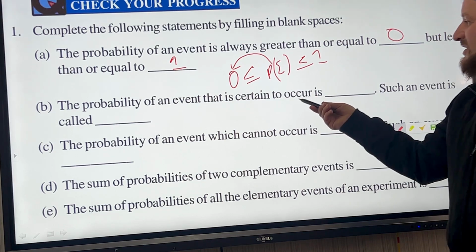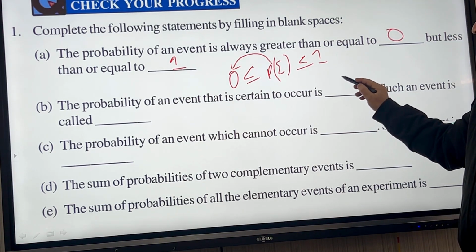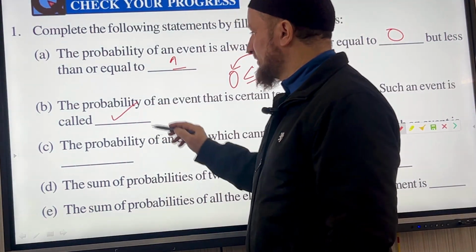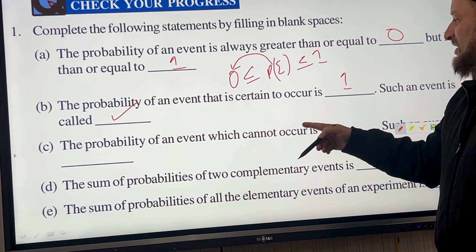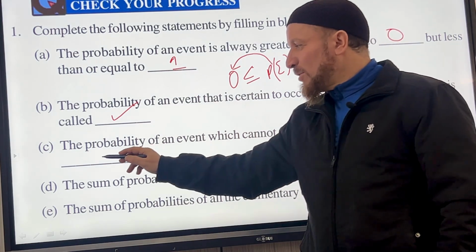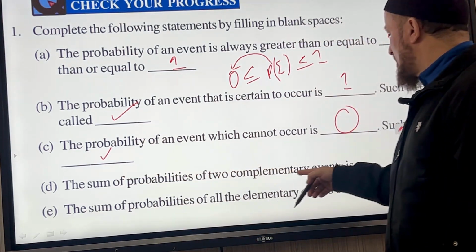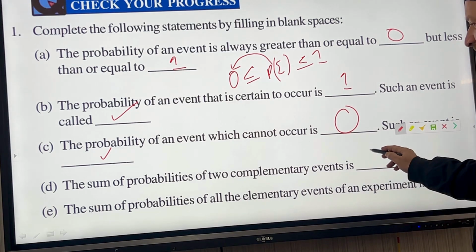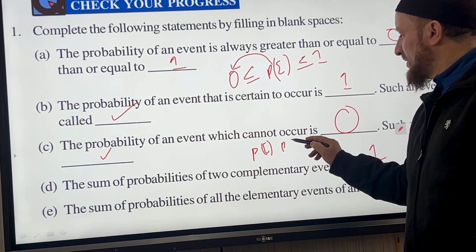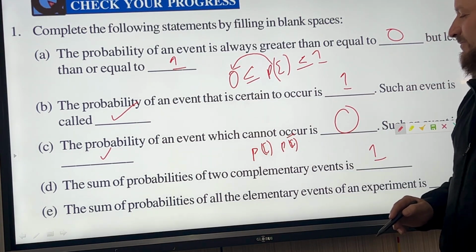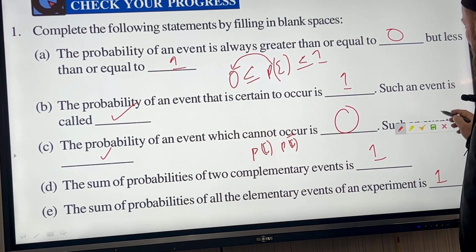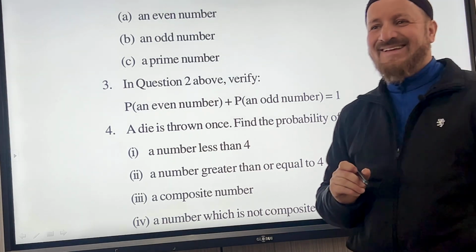The probability of an event that is certain to occur is, what is the probability of that? 1. Such an event is called a sure event, right? The probability of an event which cannot occur, what is that probability? What is that called? Impossible event. The sum of probabilities of two complementary events is 1. Very good. So how do we show that? Probability of E and probability of E complement. The sum of probabilities of elementary events, again 1. Oh, you can do it. Then we can go to the next question.